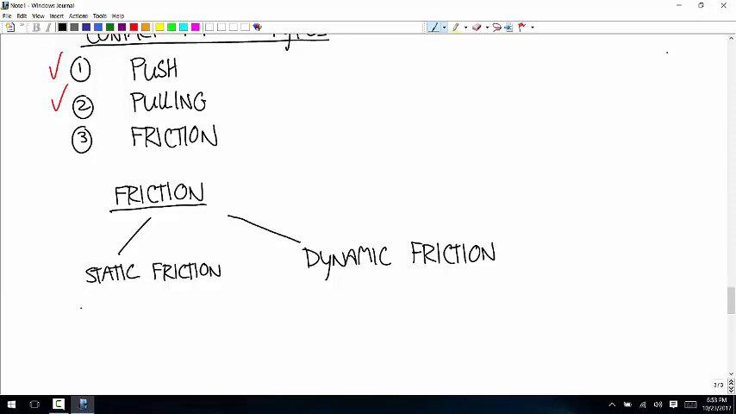So static friction provides the force necessary to prevent motion from starting.